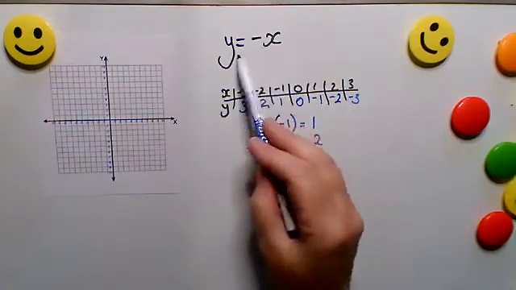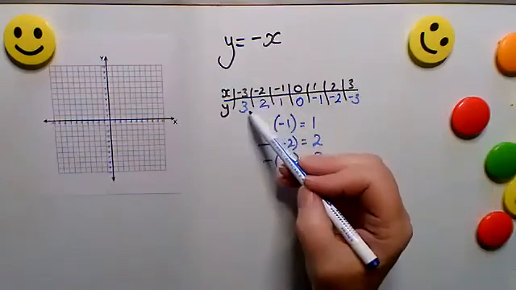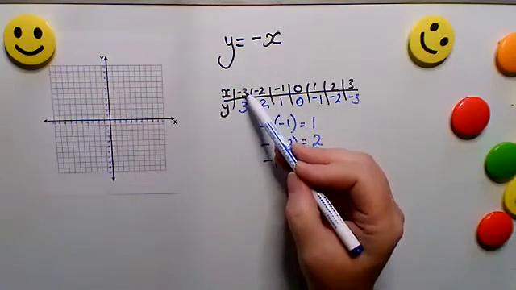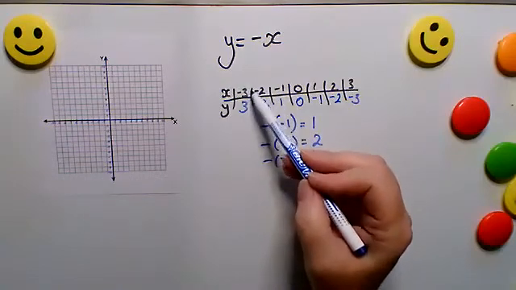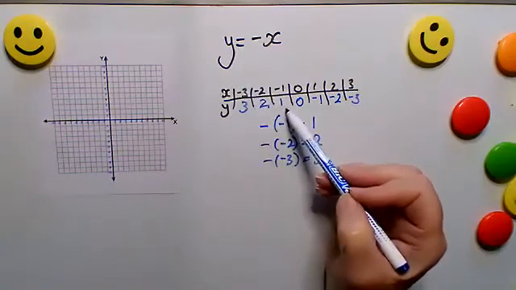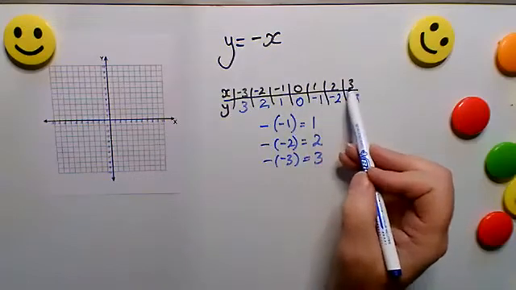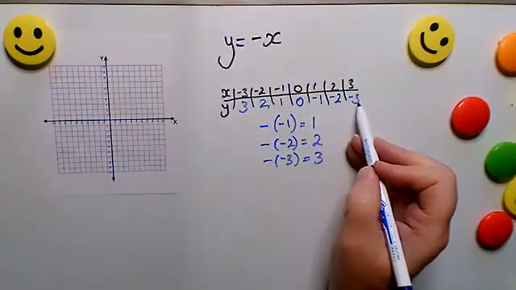So what this in fact does, it just means that the y value is the opposite sign of the x value. So if the x value is negative, the y value is positive. If the x value is positive, then the y value becomes negative.